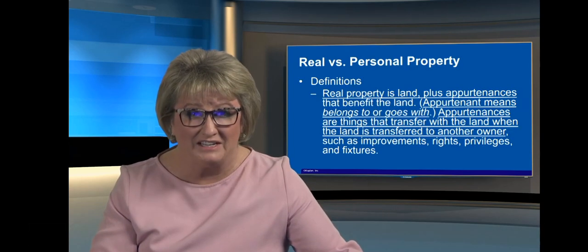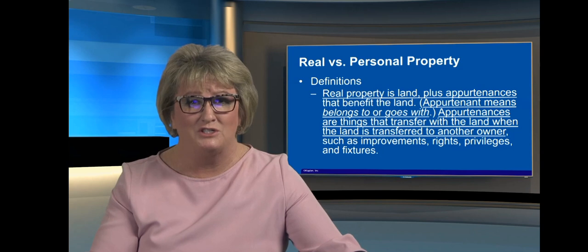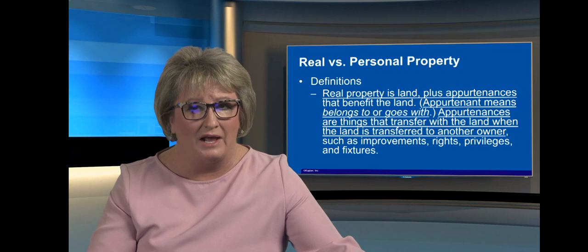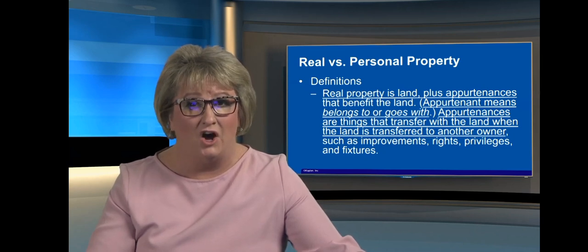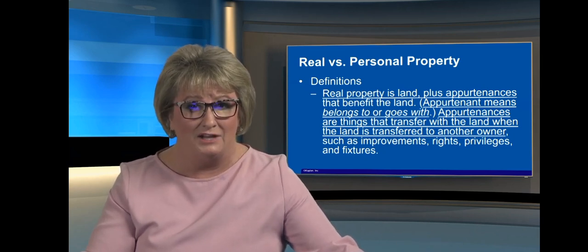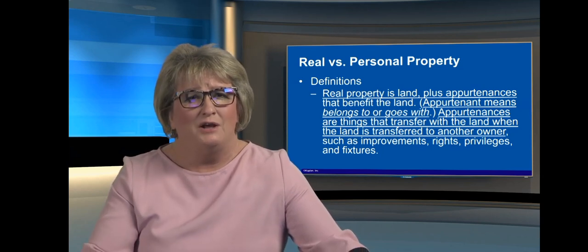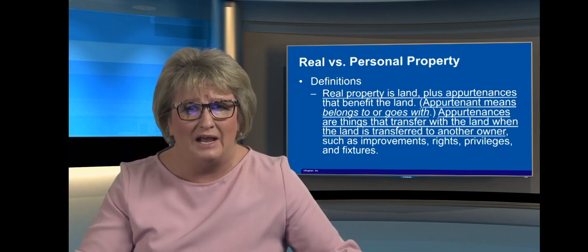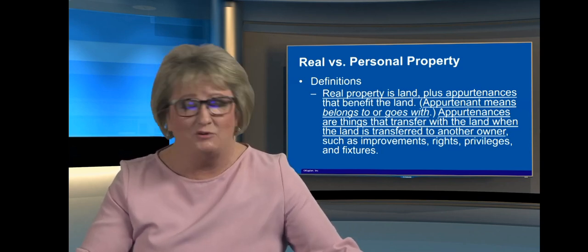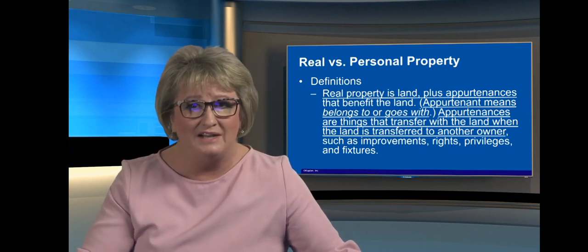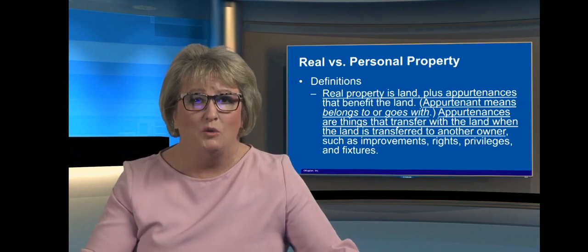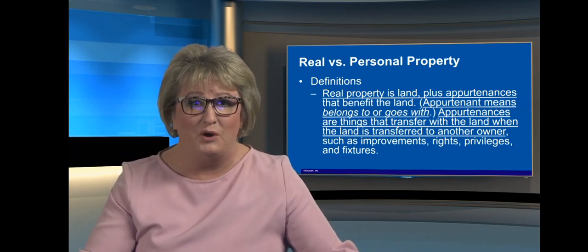Let's talk about property ownership now, specifically real property versus personal property. Real property is the land plus the appurtenances on the land. Now, appurtenant, as you recall, means belongs or goes with. Think of the word appurtenant as a perk. That's easy to remember because perk and appurtenant kind of sound the same. Appurtenances are things that transfer with the land when the land is transferred to another owner.